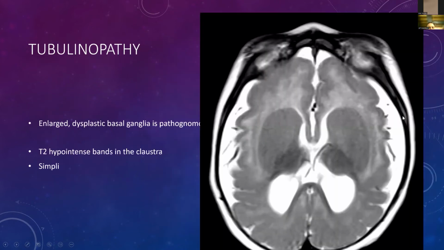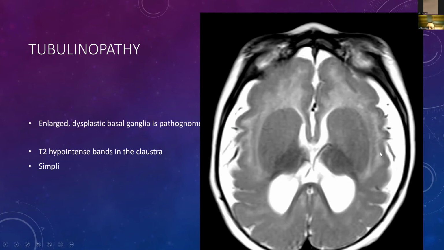And tubulinopathies, this is a more rare entity, but you can see enlarged dysplastic basal ganglia. So you see the corpus striatum here. There's an obliteration of the internal capsule, and just a swelling of that putamen especially. And then there's these T2 hypointensity bands in the claustra.